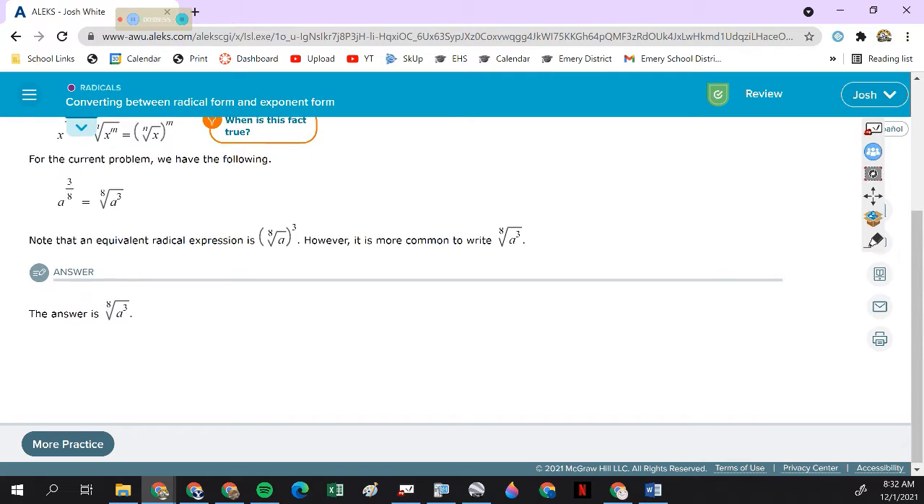Okay, so we can write this as the 8th root of a to the third. However, it's more common to write the 8th root of a to the third. So they do allow for both versions. And again, there are some instances when those are not equal, but I think it will accept both. And it says it's more common to write it this way. That way is usually easier to solve, but it doesn't really matter.